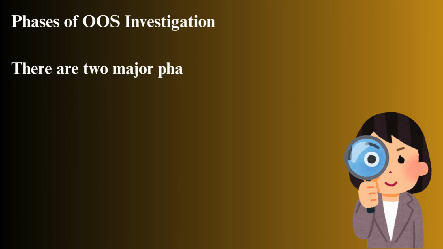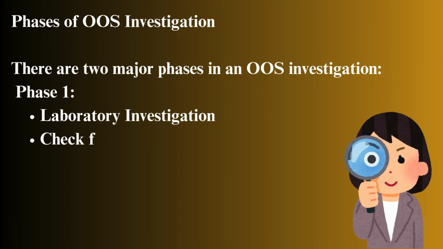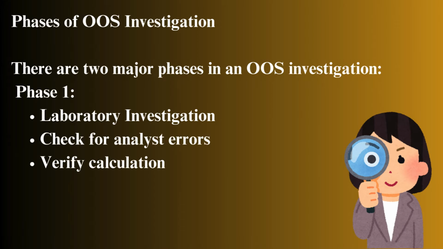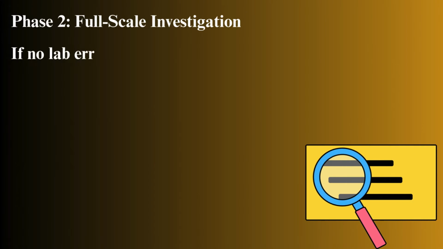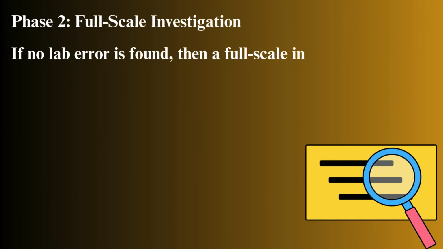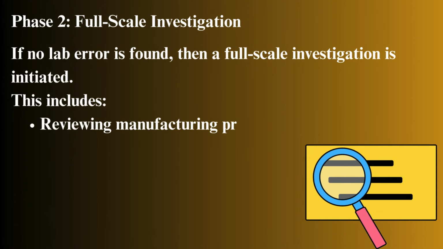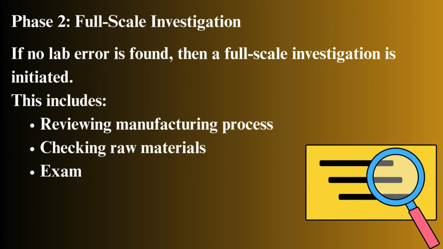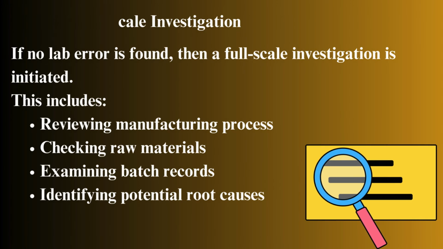Phases of OOS investigation. There are two major phases in an OOS investigation. Phase 1, laboratory investigation: check for analyst errors, verify calculations, recheck instrument calibration, review method and procedure. Phase 2, full-scale investigation. If no lab error is found, then a full-scale investigation is initiated. This includes reviewing manufacturing process, checking raw materials, examining batch records, identifying potential root causes.